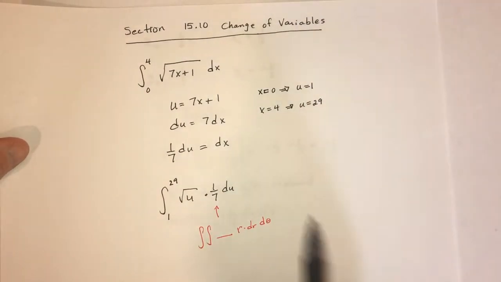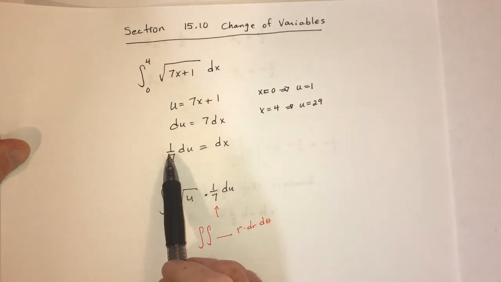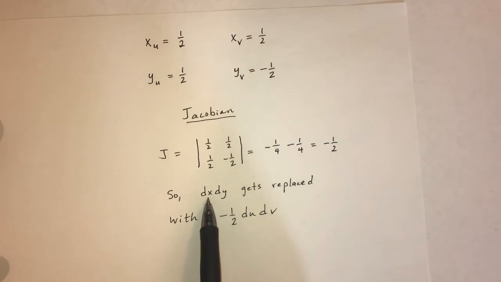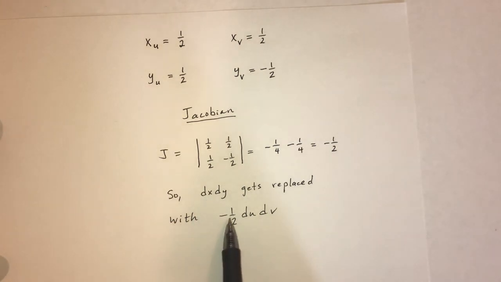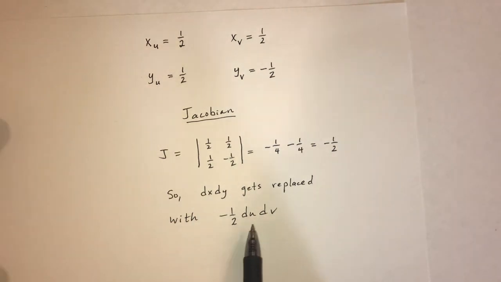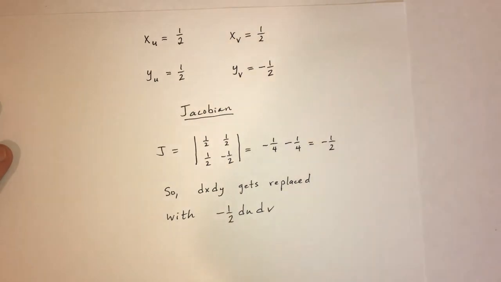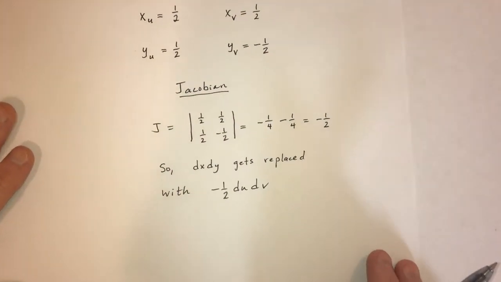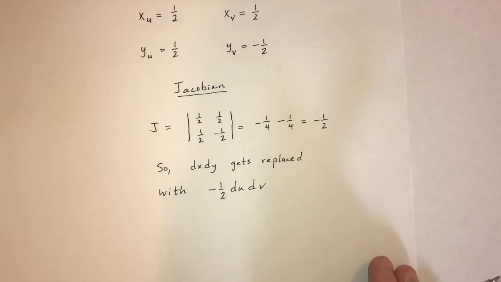So if you look back at the Math 3a example, the dx got replaced with 1/7 du. Well, sort of similar right here, except dx dy gets replaced with negative 1/2 du dv. Now, what about the limits? I guess I should go ahead and just set up the integral, and then we'll do the limits.